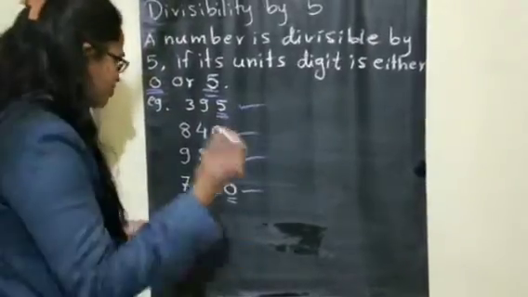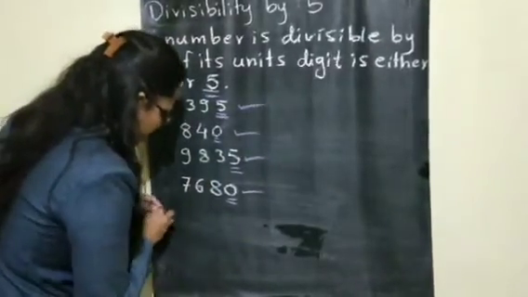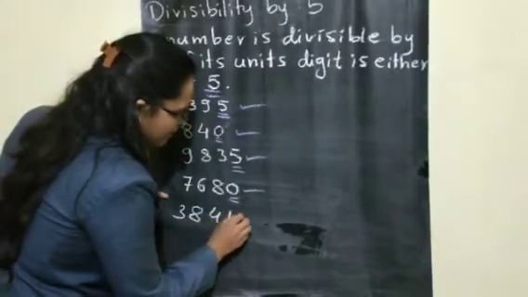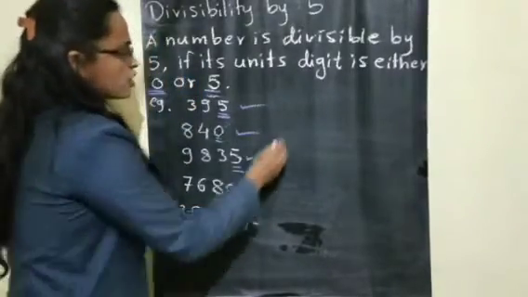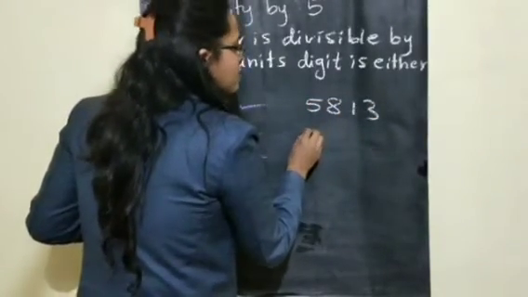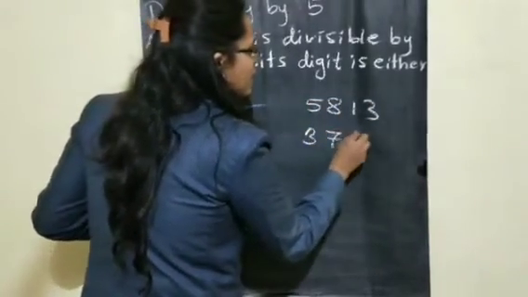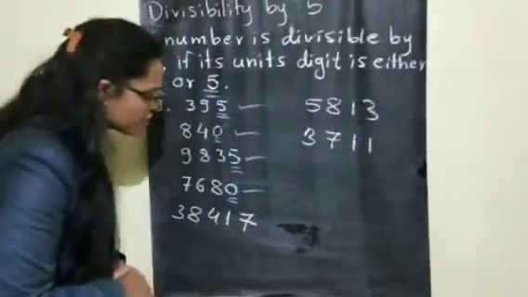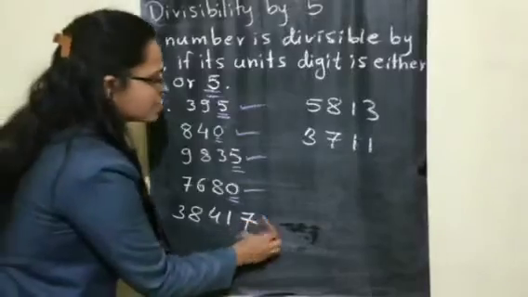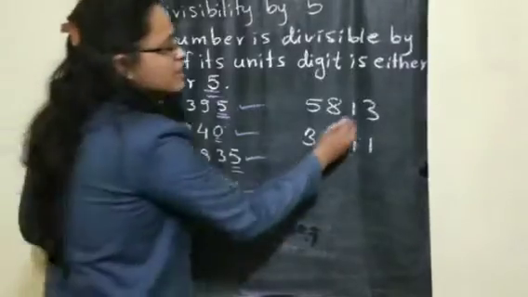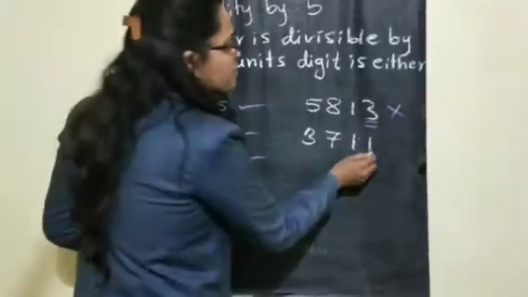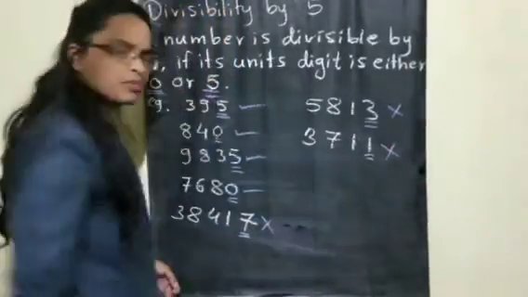For example, if any other number is there, for example, 38,417 or 5,813 or 3,711. If such kind of number is there, again you check here in the ones place. The number is 7, then it is not divisible by 5. Here the number is 3, then it is not divisible by 5. Here the number is 1, it is not divisible by 5.